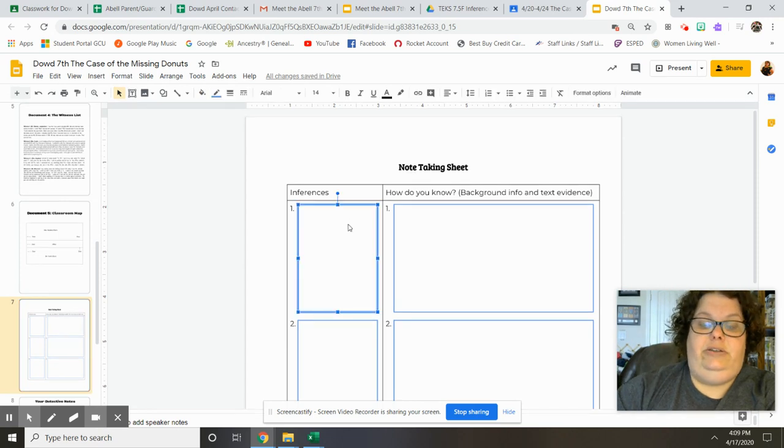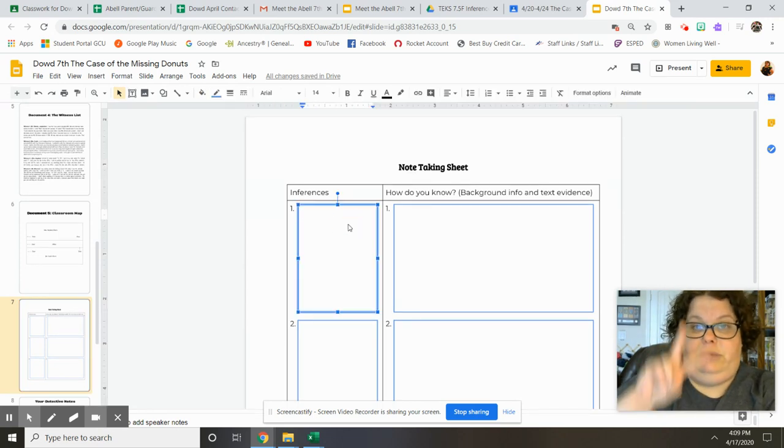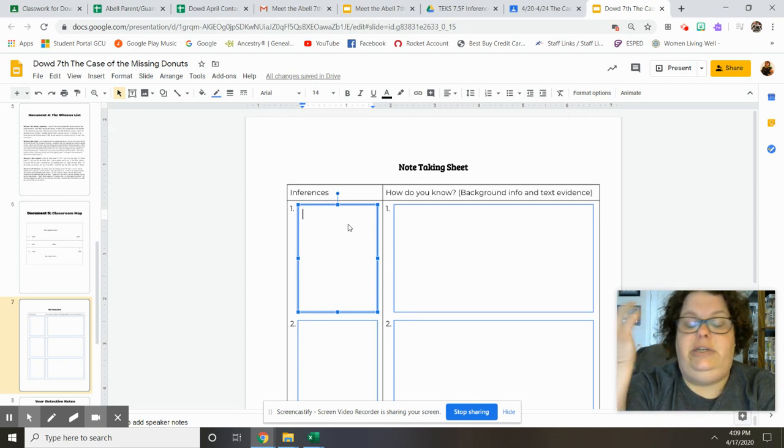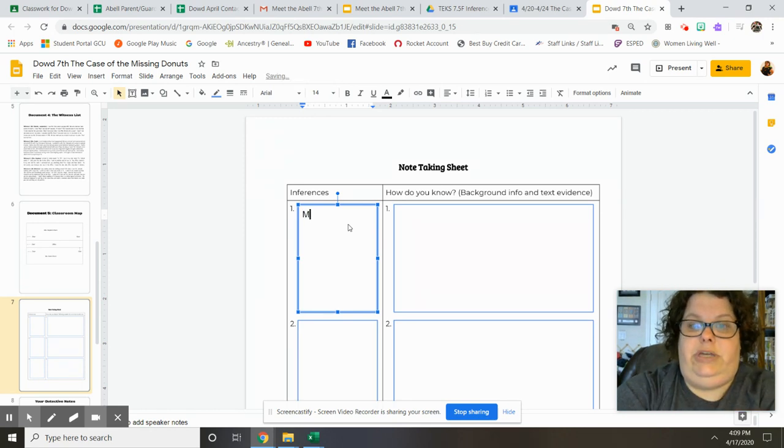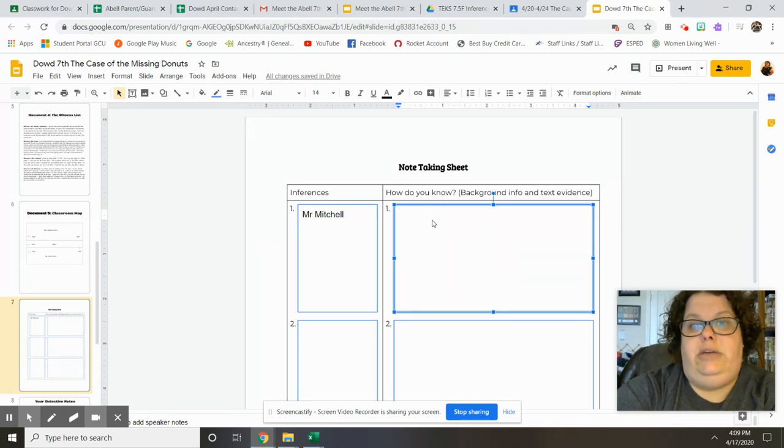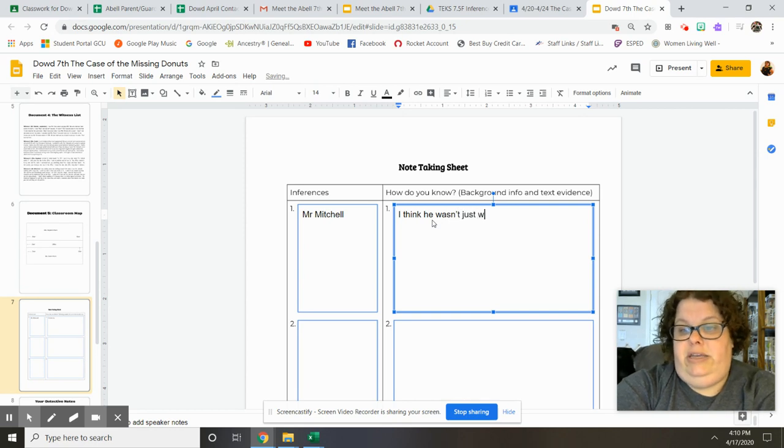Your inferences. Remember, double click to type, click 2 times. So right here, you need to start kind of thinking about which teacher could have stolen the donuts, okay? So if you think it's Mr. Mitchell, you would type Mr. Mitchell, and then you're going to tell me why you think that using background information and your text evidence from all the different police documents. "I think he wasn't just a witness because," and then you start filling it out, okay?